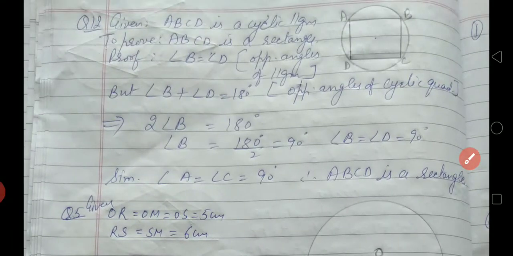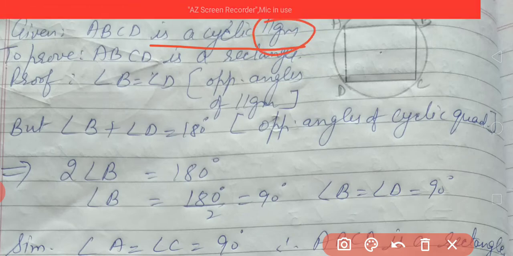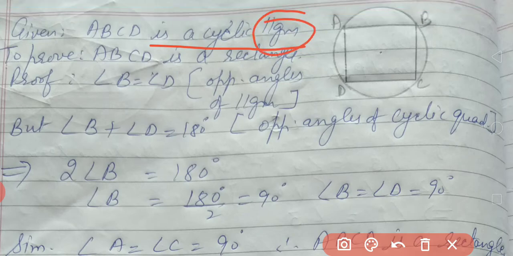Now let us come to question number 12. What we are given here is that ABCD is a cyclic parallelogram. In a parallelogram, opposite sides are equal and opposite angles are also equal. With the property of a cyclic quadrilateral, the sum of opposite angles is 180 degrees. And according to the parallelogram, opposite angles are equal, so they are equal and their sum is 180 degrees. So this is the property. We have to prove ABCD is a rectangle. Now let us start the proof.